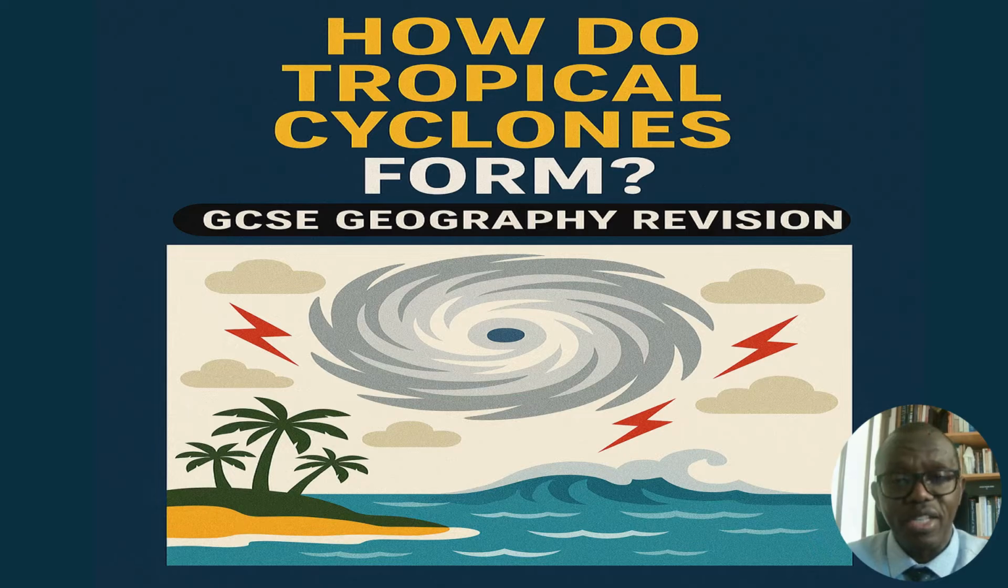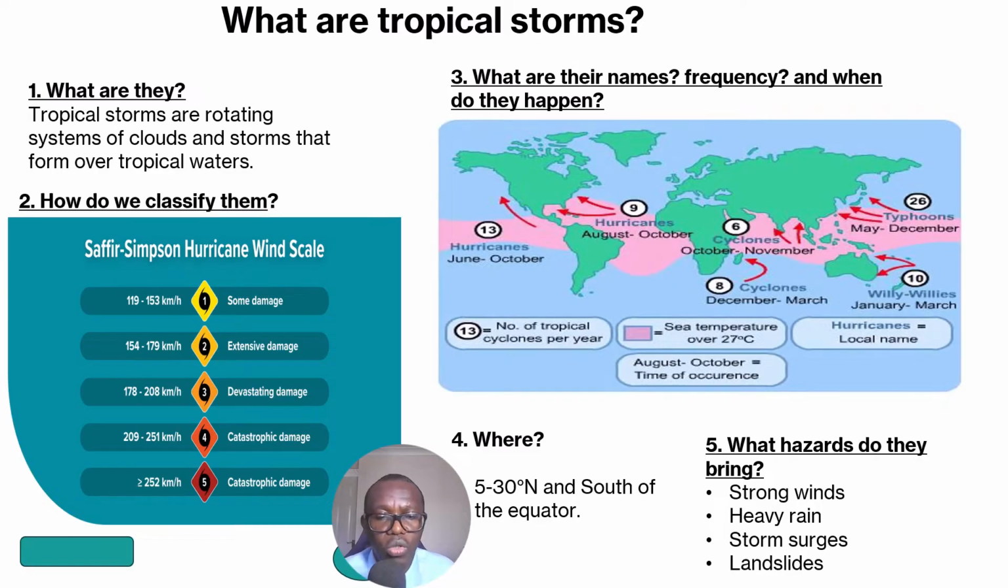Okay, let's get started. So what are tropical storms? They are rotating systems of clouds and storms that form over tropical waters. And once they form, they start to make their way towards the land. And this can sometimes have devastating effects.